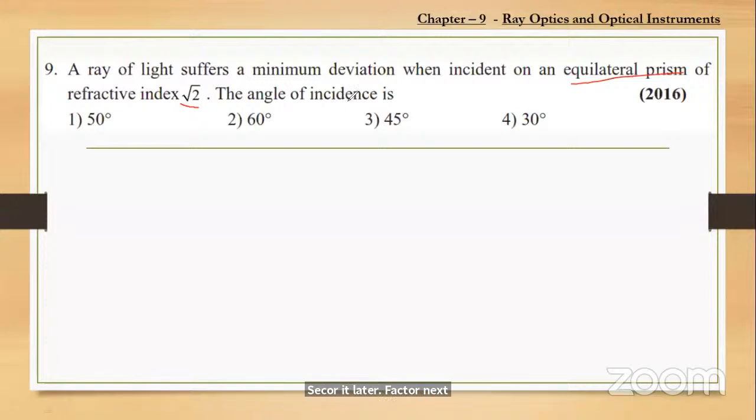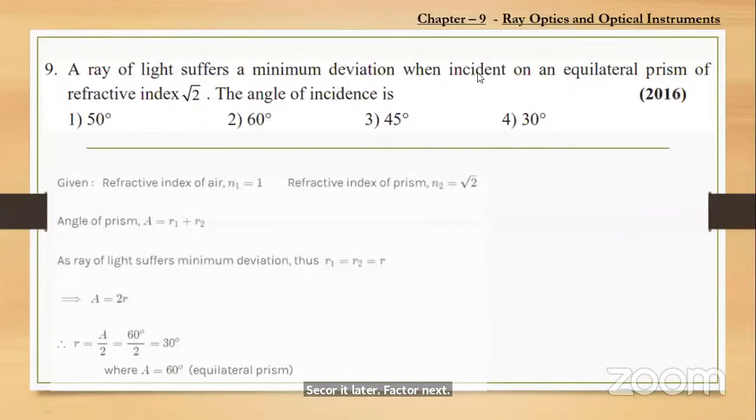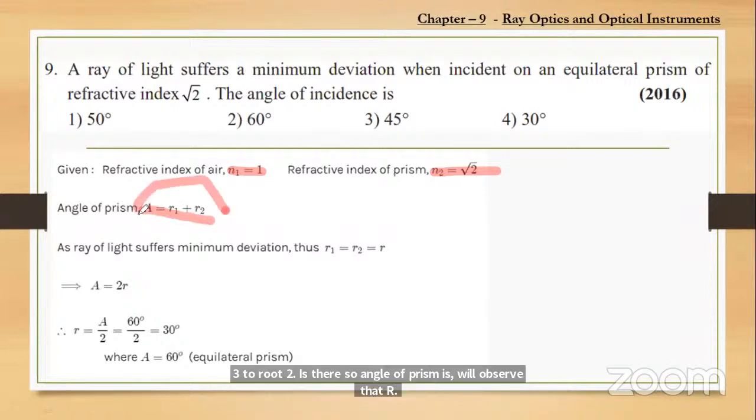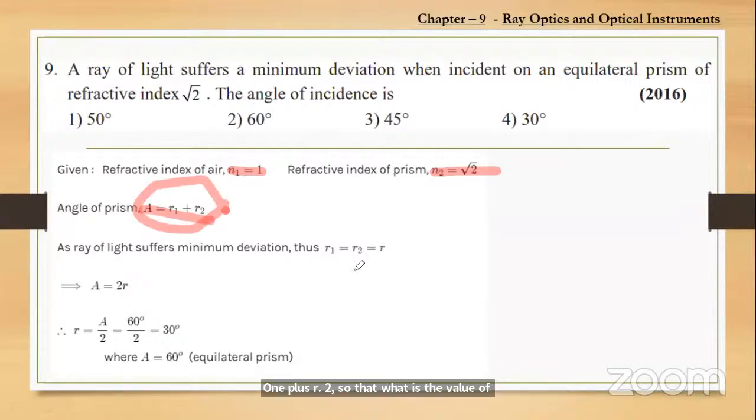So see, you can look into the simple explanation that I have given here. When you consider the refractive index, it is 1 for the air medium, and the refractive index for the prism is √2. The angle of the prism is R1 plus R2. So what is the value of the angle of prism? They have given that the angle of prism is 60 degrees. So A is equal to R1 plus R2.